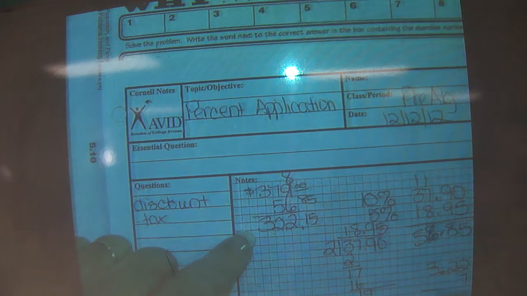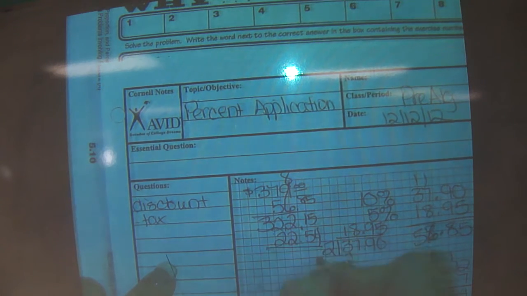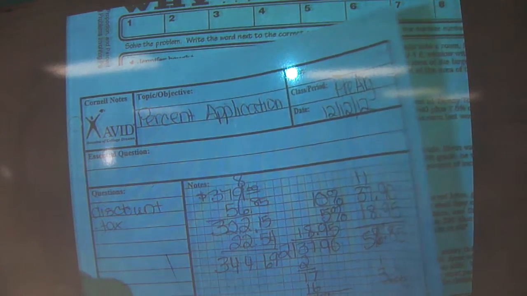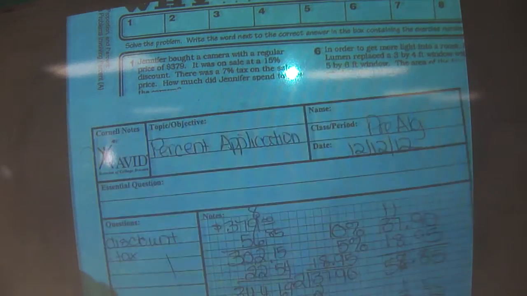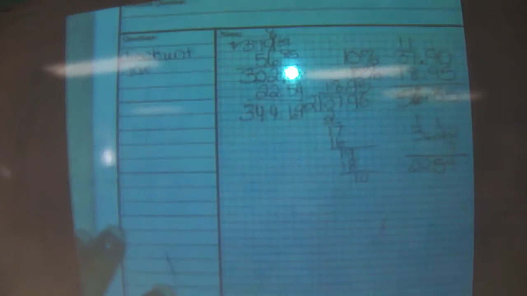322 times 7 is what? Then we're going to pay 22.54, so 344.69. There. How'd you get that? 344.70, rounded. I did it one way. Let's do it another way.